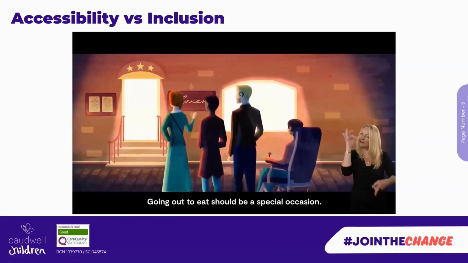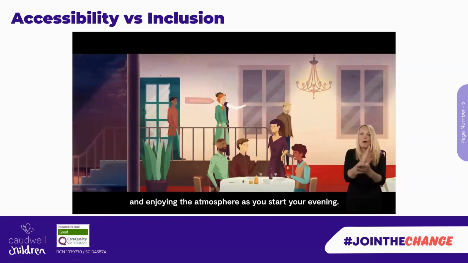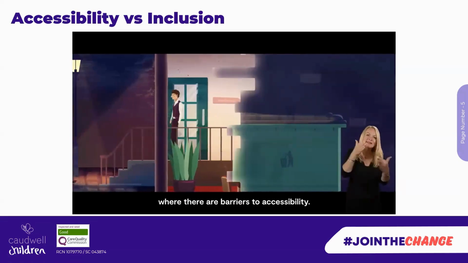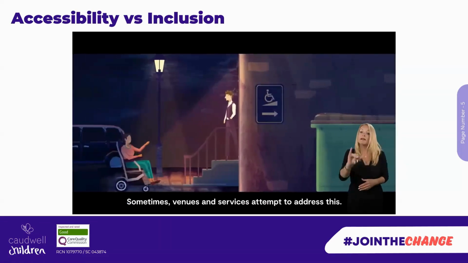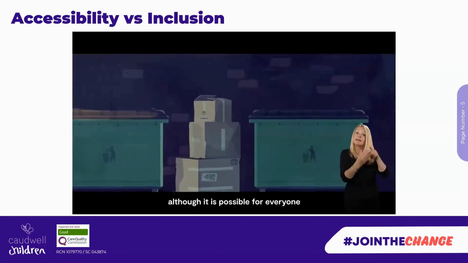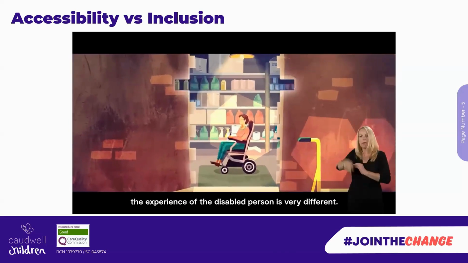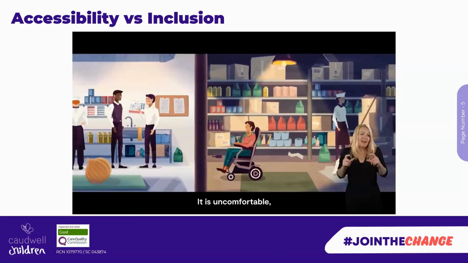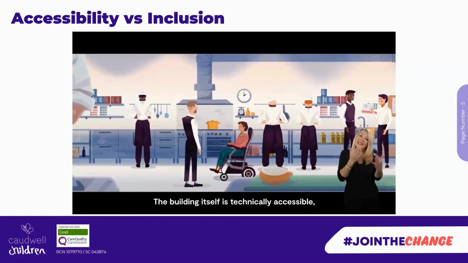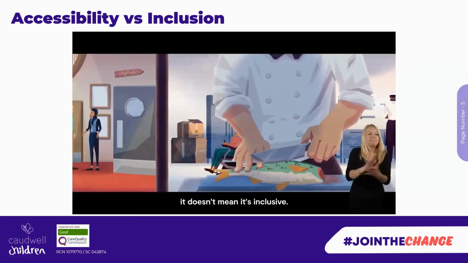Going out to eat should be a special occasion. Part of the experience is being welcomed to the restaurant and enjoying the atmosphere as you start your evening. Disabled people often encounter situations where there are barriers to accessibility. Sometimes, venues and services attempt to address this. In this example, although it's possible for everyone to access this restaurant, the experience of the disabled person is very different. It is uncomfortable, both physically and emotionally. The building itself is technically accessible, but the experience and atmosphere are not. Just because it's accessible, it doesn't mean it's inclusive.